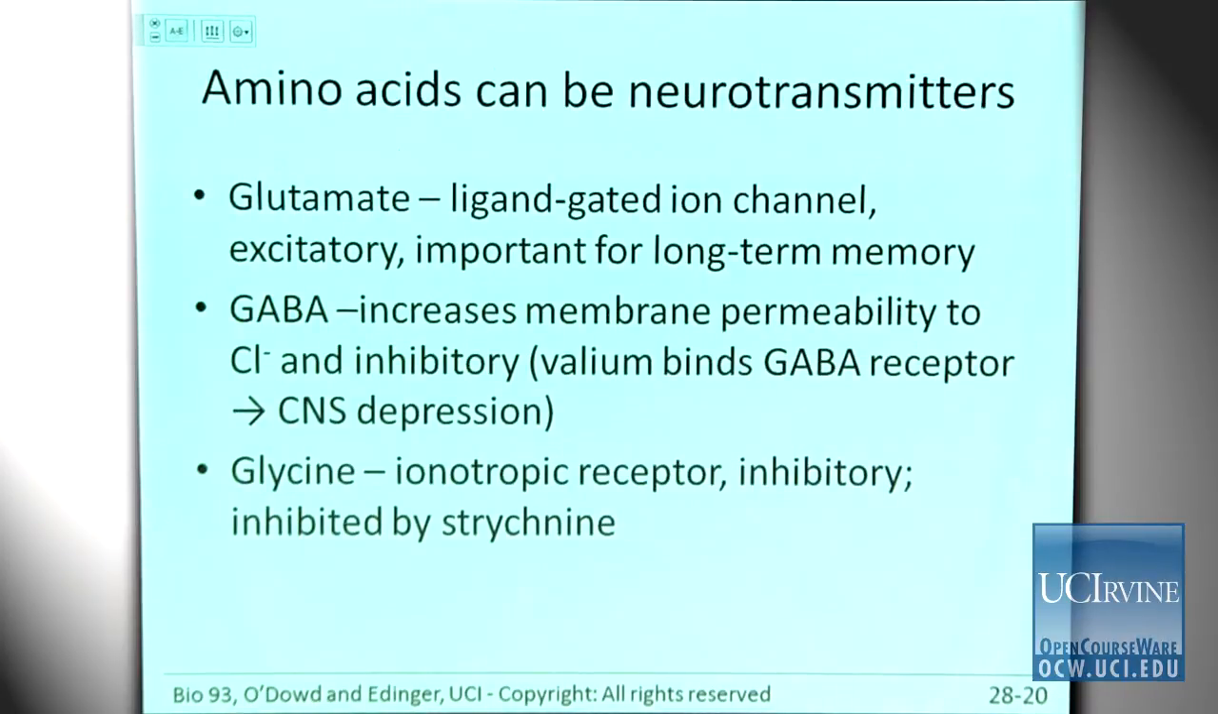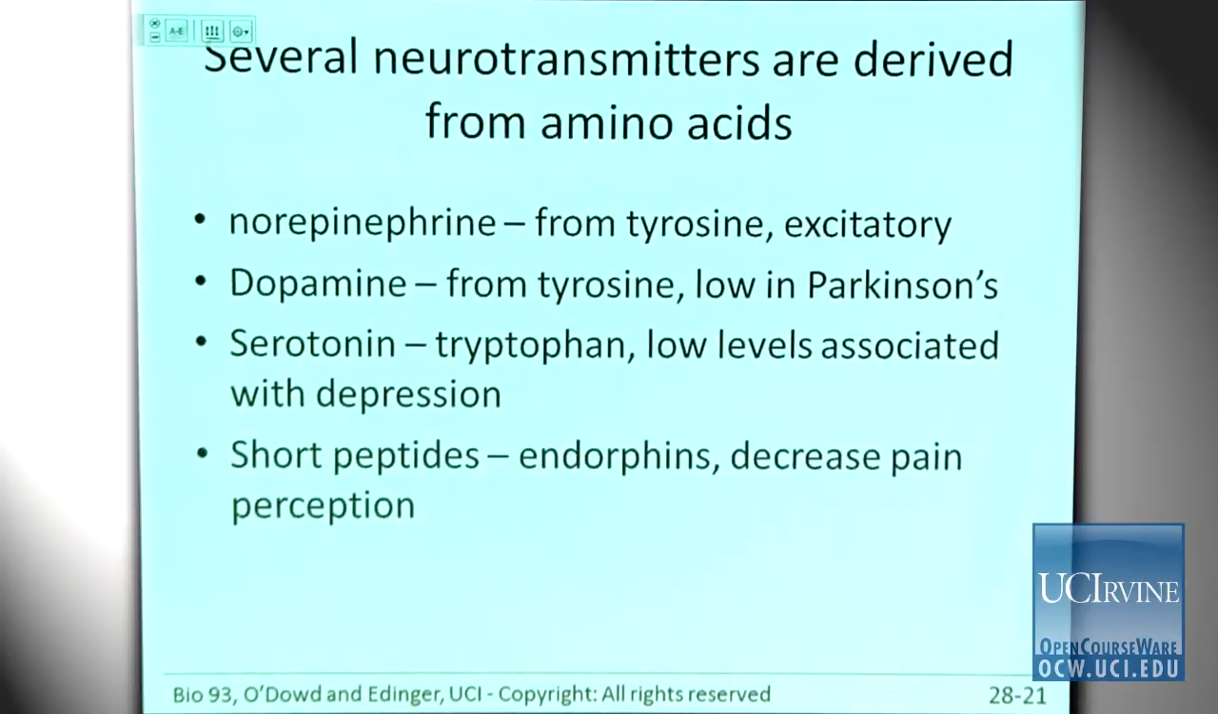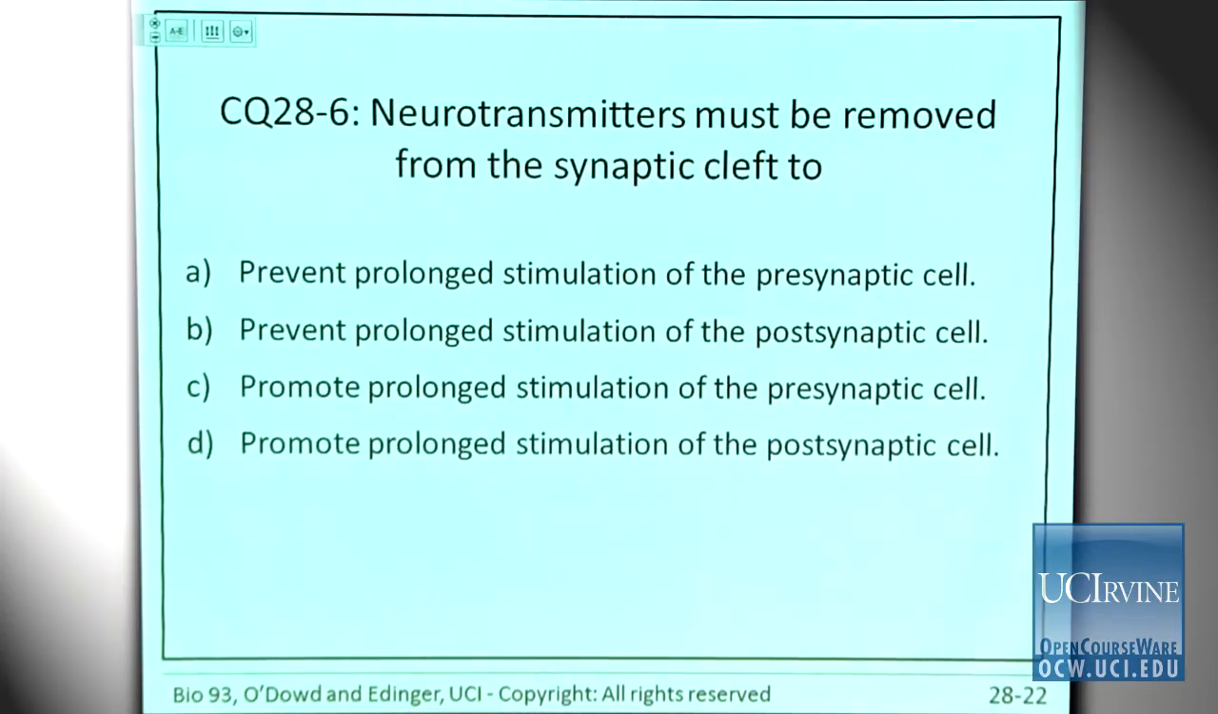I don't want to say a lot about this. Amino acids can be neurotransmitters. You can read more in your book. And several neurotransmitters are derived from amino acids. You can read more in your book if you're interested. These things are interesting. So I want to talk about some other things.